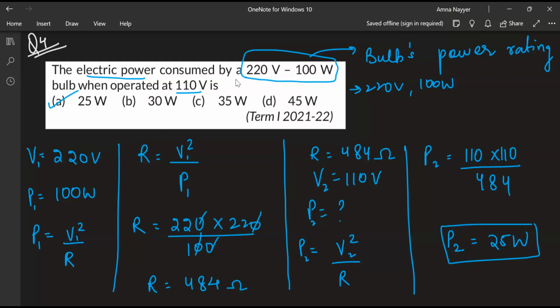Whatever resistance is here at the manufactured level, it will be at every level because the material that is taken in the filament of the bulb will be the same only. Resistivity, resistance, all these things won't change. If material is same, then resistance will also be same. Remember, we discussed that resistance depends on four things: length, area, nature of material and temperature. So this is from the nature of material.